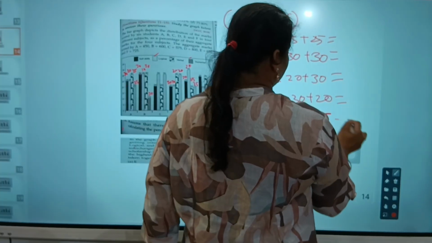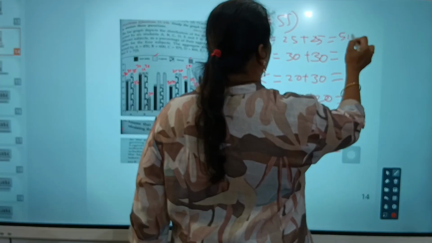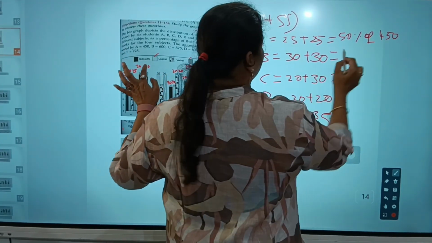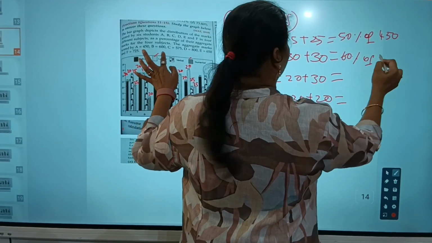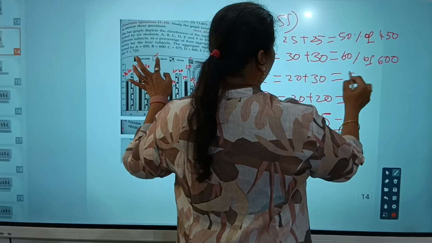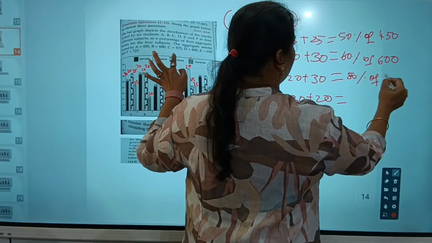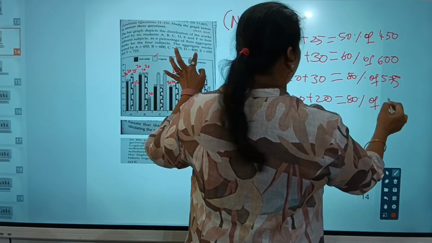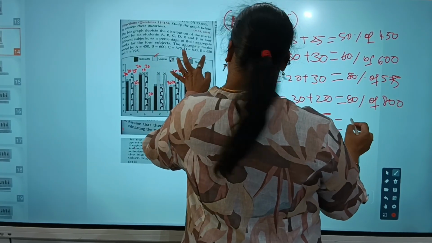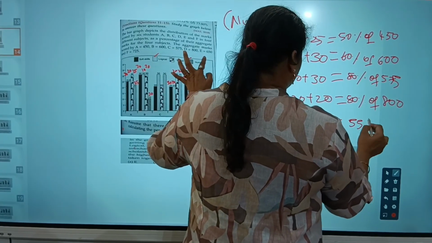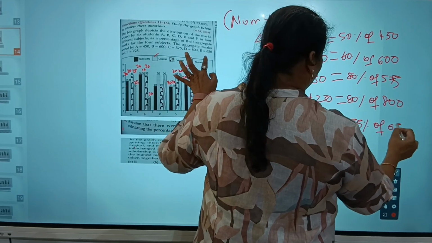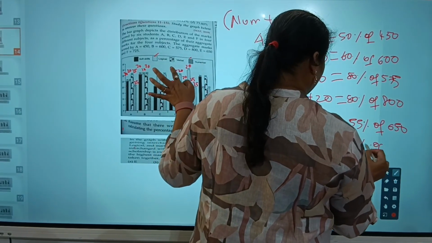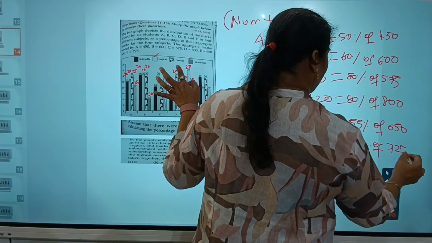So again, 50% of aggregate marks of A is 450, 60% of aggregate marks of B is 600, and 50% of aggregate marks of C is 575, and 50% of aggregate marks of D is 800, and 55% of aggregate marks of E is 650, and 50% of aggregate marks of F is 725.